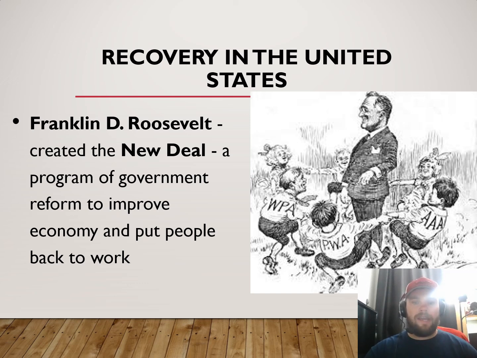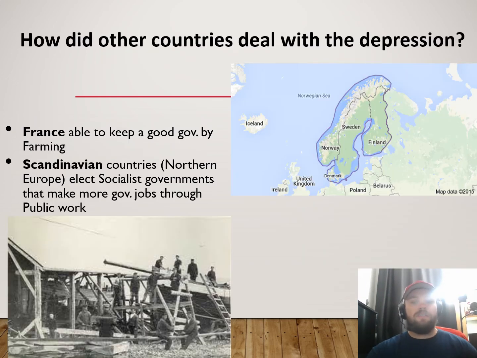Our last slide for today is going to talk about how the rest of the world dealt with it. We're really only going to look at two other areas. One is France, the other is Scandinavia. France was able to keep the government together by basically investing in farms. Most people worked on farms at the time. If you look in the lower left corner, you see people working on a farm in France. France was able to use their money from farming to rebuild their economy. Scandinavian countries sort of did what the United States did, and their government made jobs for people to work.